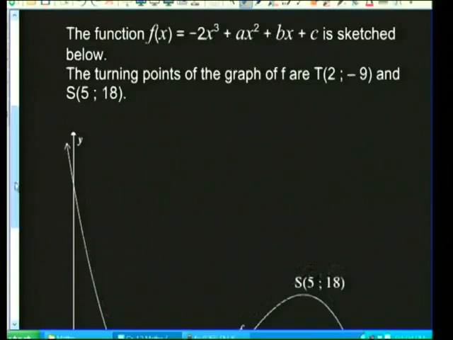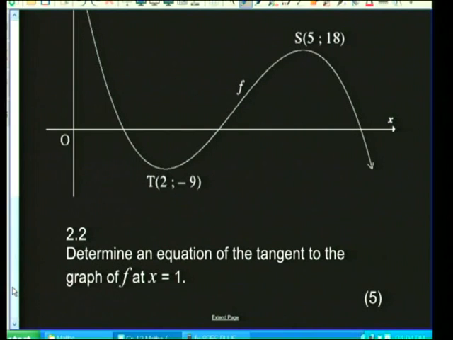Okay, so you actually have to physically prove all three of the values by means of calculations. Okay, let's see now what the next thing is that they actually ask us on this graph interpretation. We're still looking at the same graph. Okay, we've got the same picture over here. And it asks us to determine an equation of the tangent to the graph of f at x equals 1.